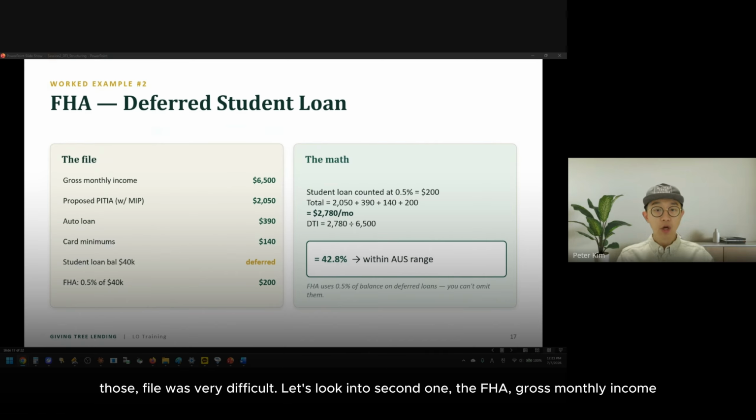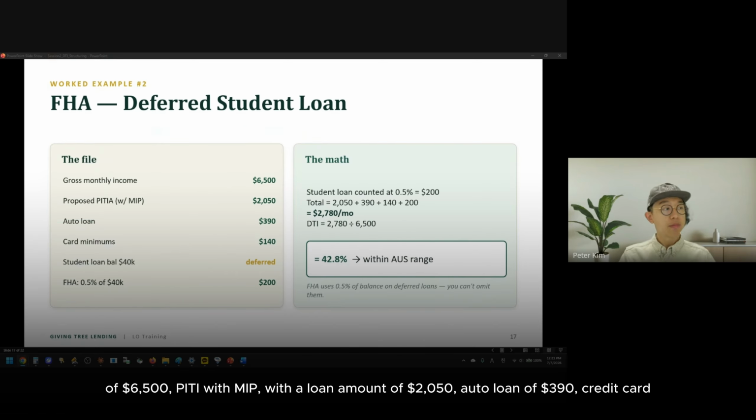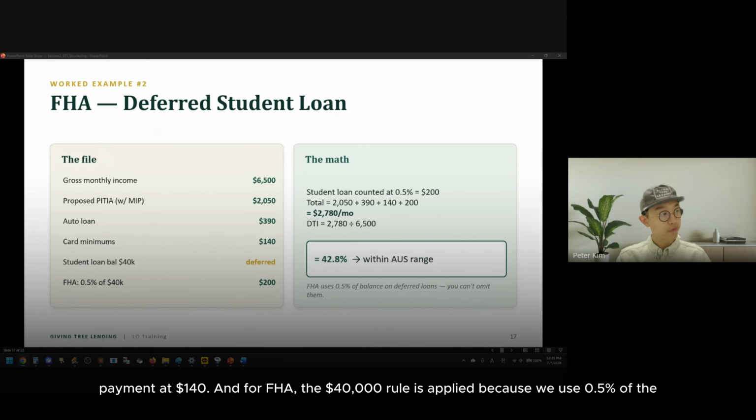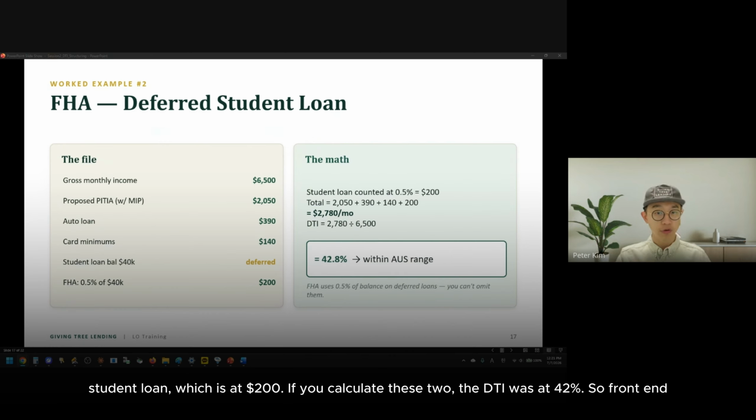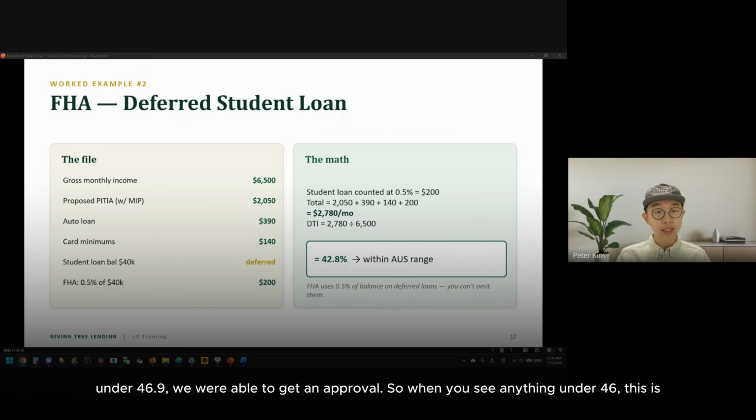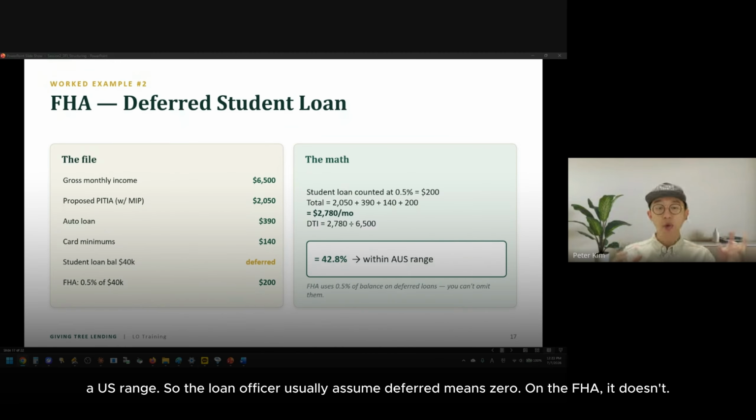The FHA: gross monthly income of $6,500, PITI with MIP on the loan amount is $2,050, auto loan at $390, credit card payment at $140, and for FHA, the $40,000 rules apply because we use 0.5% of the student loan, which is $200. If you calculate these, the DTI is at 42%. With the back end under 46.9, we were able to get an approval. So when you see anything under 46, this is the AUS range.